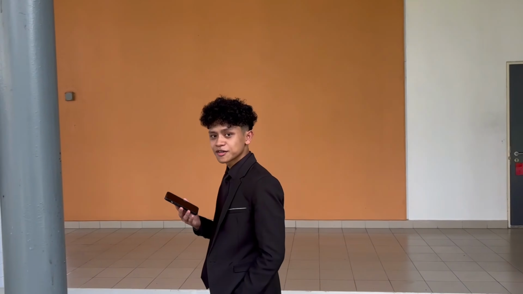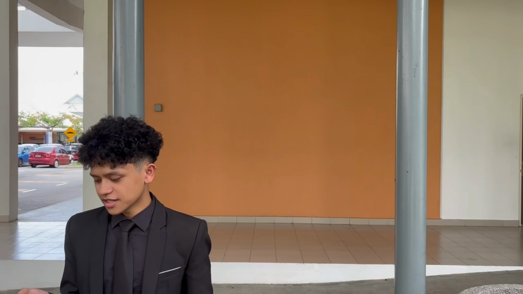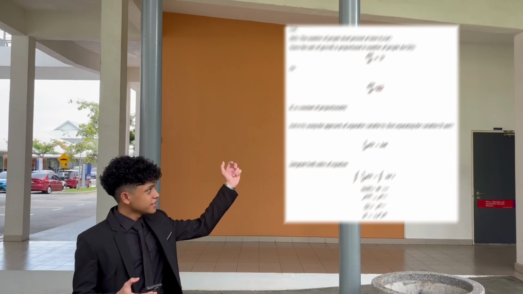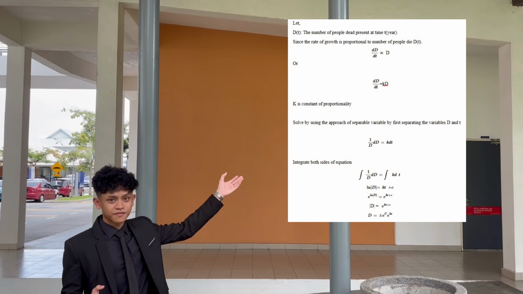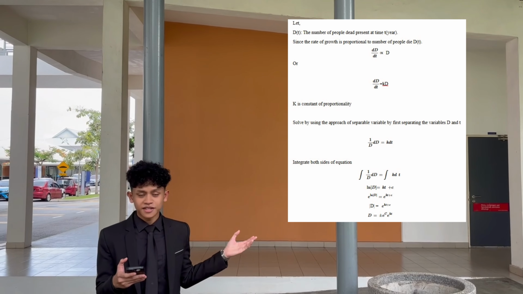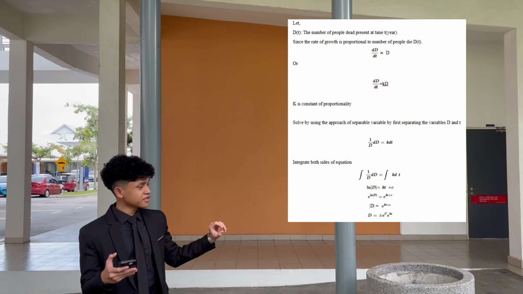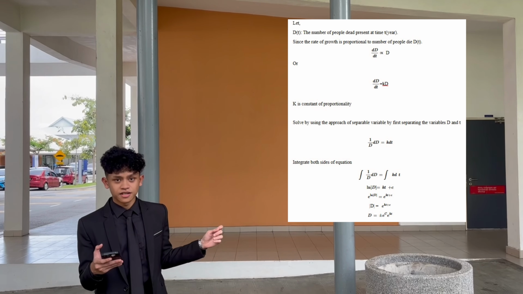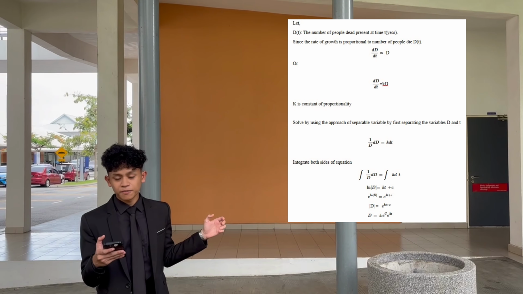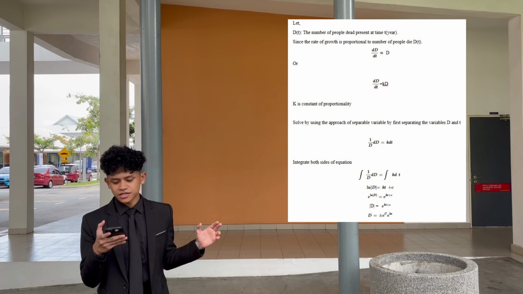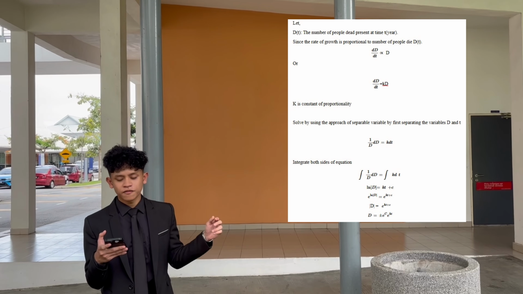Thank you, Zahran, for the explanation before. Now, let's take a look at the general solution for our model. Here is the differential equation that is given: dD over dt is equal to kD. Separating the variables and integrating both sides, it gives ln D is equal to kt plus c. Now we rearrange it, and we get D is equal to A times e to the power of kt.